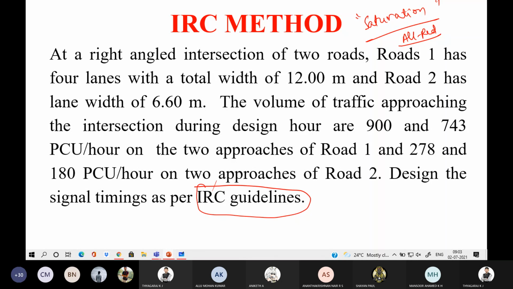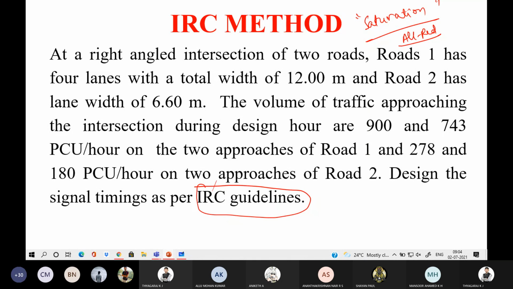A right angled intersection of two roads. Road 1 has 4 lanes with a total width of 12 meter and road 2 has a lane width of 6.6 meter. The volume of traffic approaching the intersection during design hour are 900 and 743 on the two approaches of road 1, 278 and 180 PCU per hour on two approaches of road 2. Design the signal as per IRC guidelines.